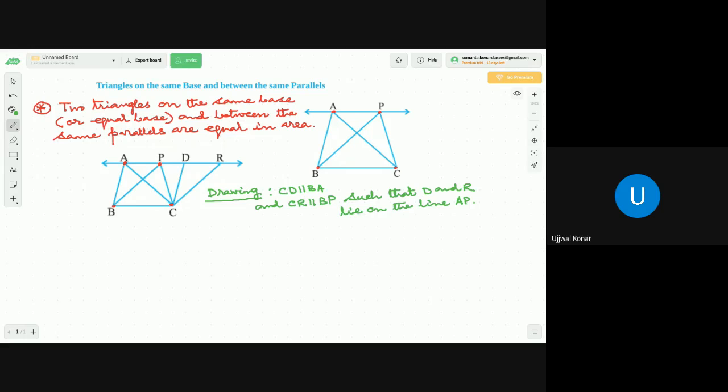Let us consider, dear students, two parallelograms. The first parallelogram is PBCR and the second parallelogram is ABCD. Can you say what is the area of these two parallelograms? Can you say some relationship of the areas of these two parallelograms, dear students? As you see, there are two parallelograms, PBCR and ABCD. Can you say about the relationship between their areas?